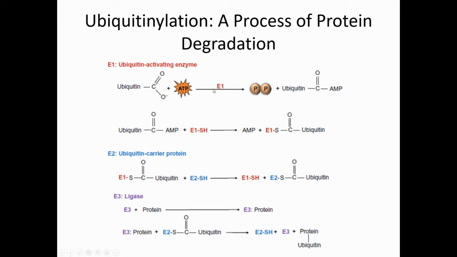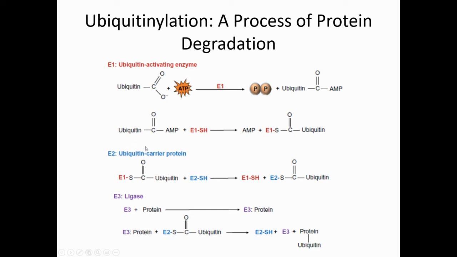It involves 3 different proteins: E1, E2, and E3. E1 is a ubiquitin activating enzyme. E1 becomes attached through an ester bond to the C terminal glycine residue of the ubiquitin. And then the ubiquitin is transferred from E1 to the SH group of E2.